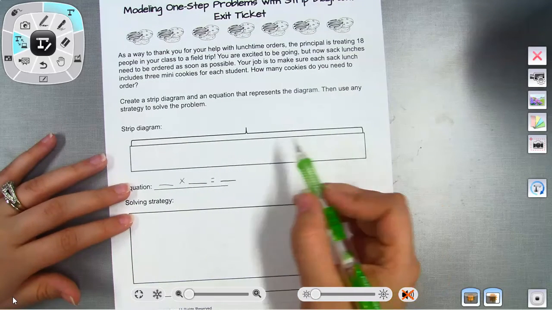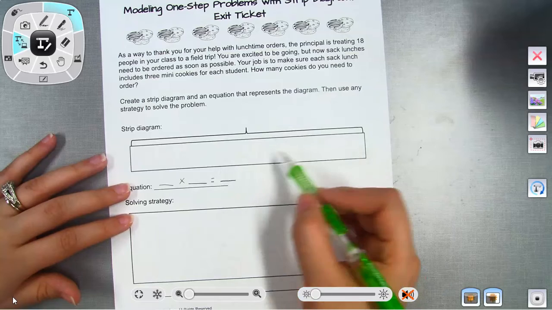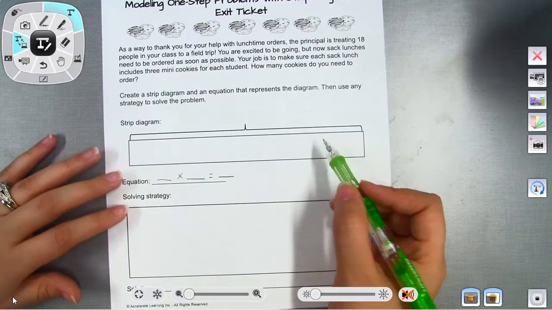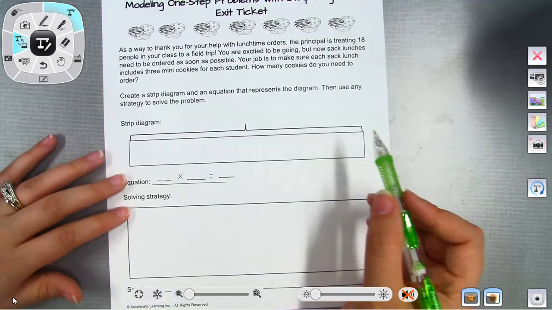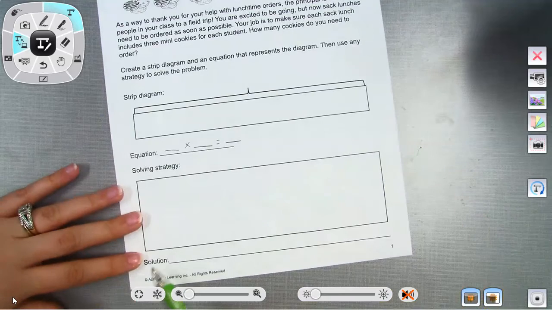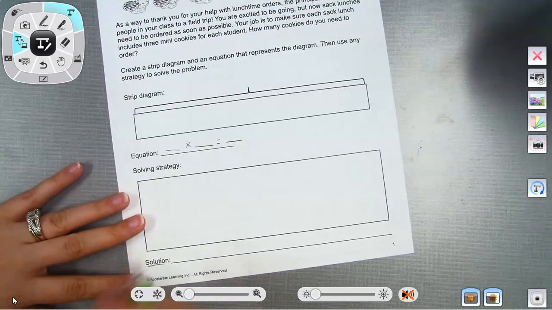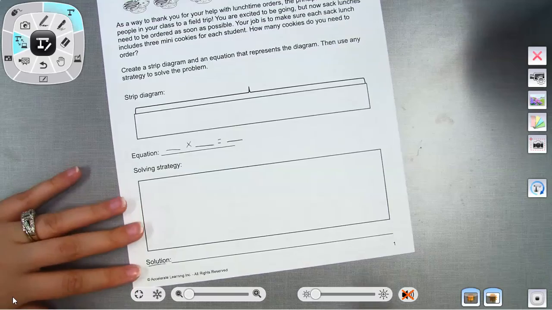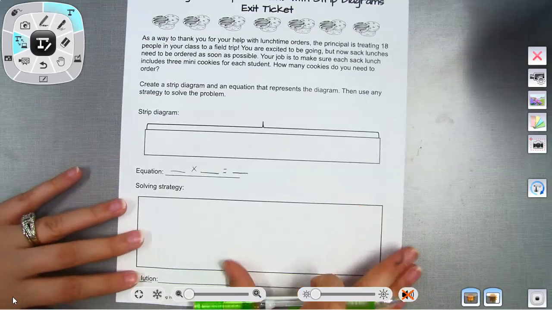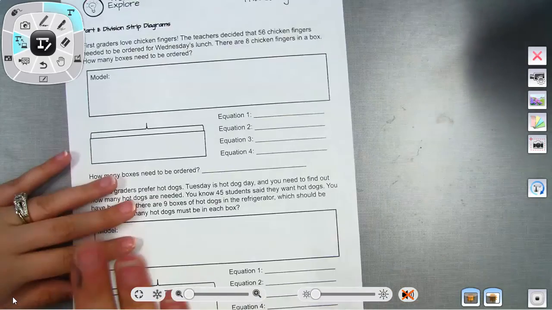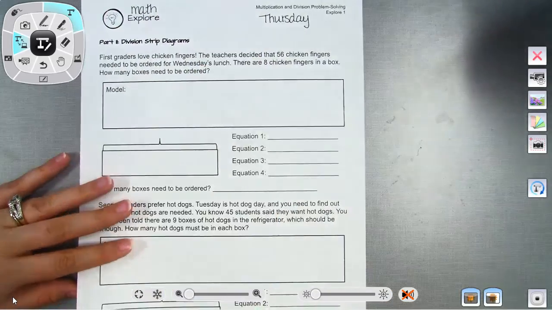So how are you going to divide it up? How many groups are you going to show? What's going to go inside those groups? And then your solution is, what was your answer? What solution did you come up with? So I needed to order blank number of cookies. Okay, so submit that one in. We're going to be doing this side of the page in our next video, okay?